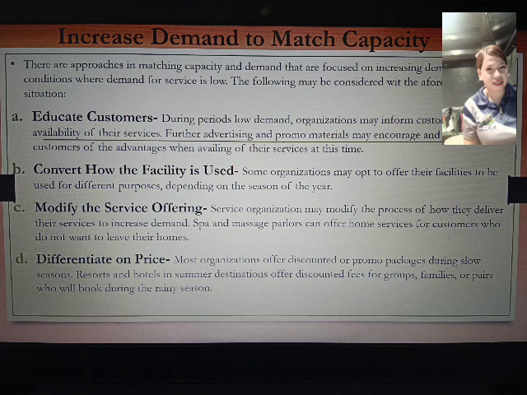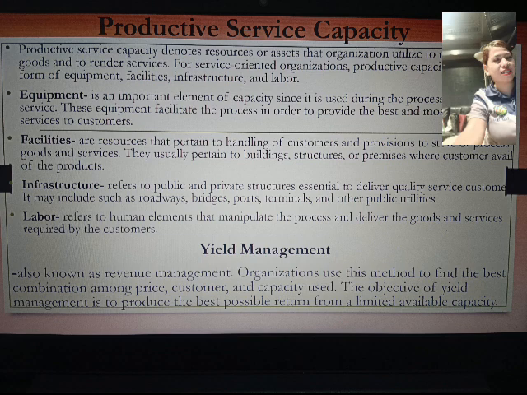So next is productive service capacity. So productive service capacity denotes resources or assets that organization utilize to manufacture goods and to render services. For service-oriented organizations, productive capacity can be in the form of equipment, facilities, infrastructure, and labor.